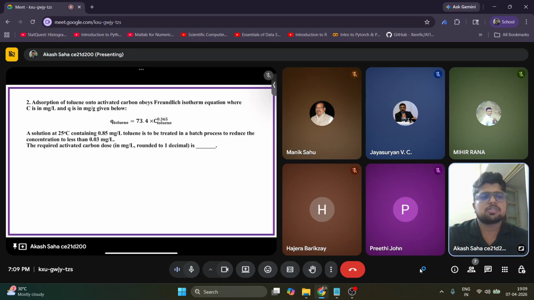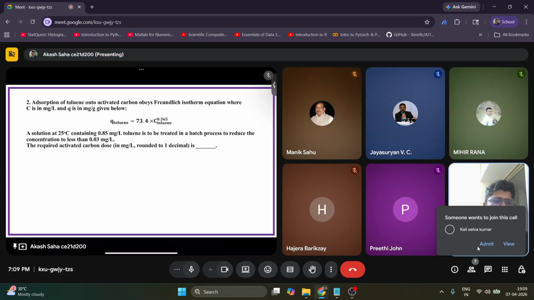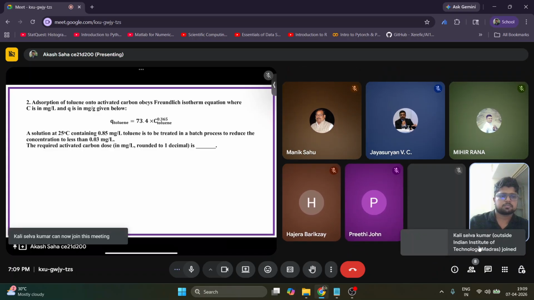So the Freundlich isotherm equation is given, and the initial and the final concentration of toluene is also given. So you have to find out how much activated carbon will be required for the removal. Please try to solve it. Yeah, so please try to solve this.